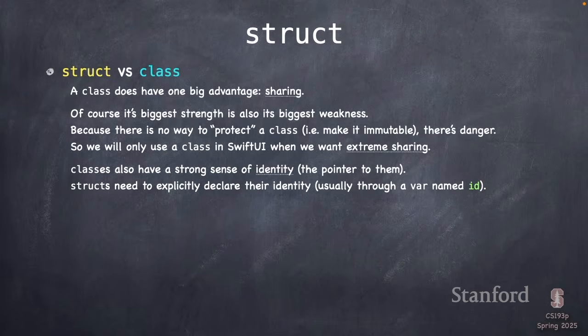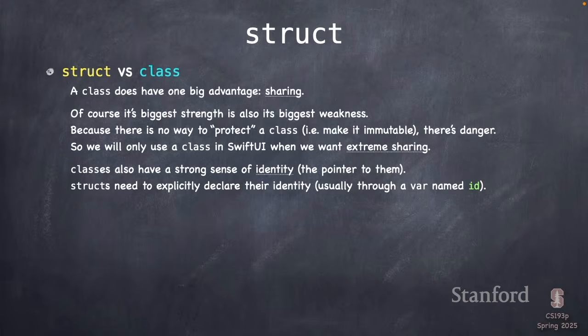Classes also have another big advantage. They have a very strong sense of their identity because they have a pointer. And that pointer is the same for everybody who has that pointer to that thing. It's the same pointer, so that is an identity for that thing that lives in the heap. Like in ForEach, remember in ForEach we had to do id: \.self, and we had to kind of tell the ForEach thing how to identify each of the things in the collection so it could match them up with the views. Well, when we do a ForEach of a collection of classes, boy, it's really easy to provide identity there.